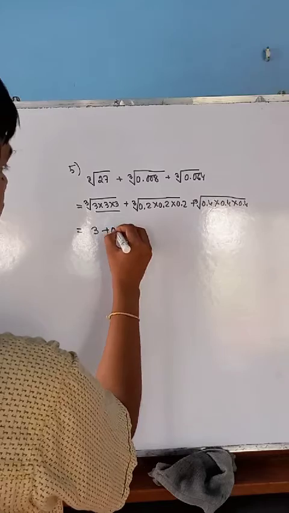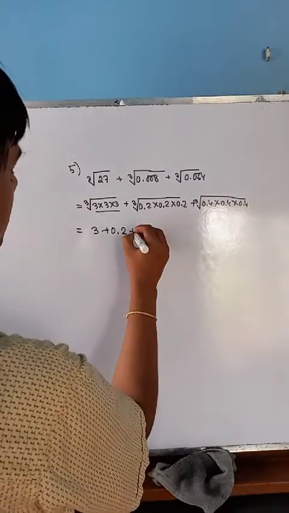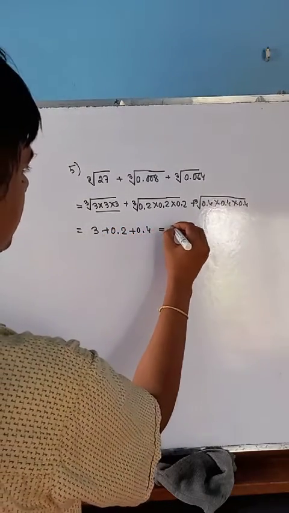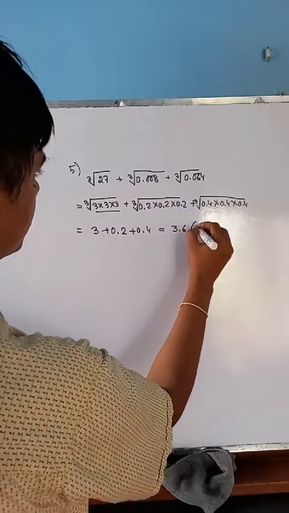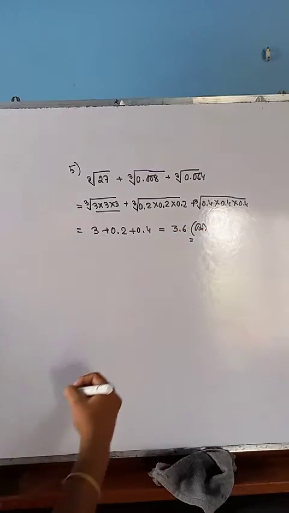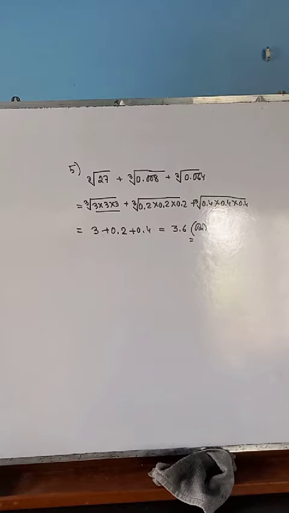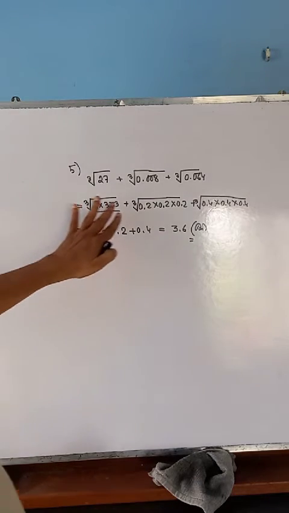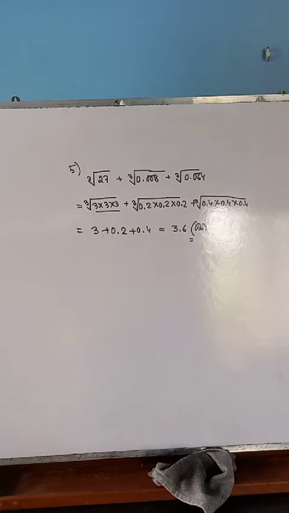Here you get 0.2. Here you get 0.4. So next your answer will be 3.6. This will be your answer. In this way, if you solve this problem, you can get the answer. The more you practice orally, the more perfectly you can do the calculation, and then you can do it swiftly.